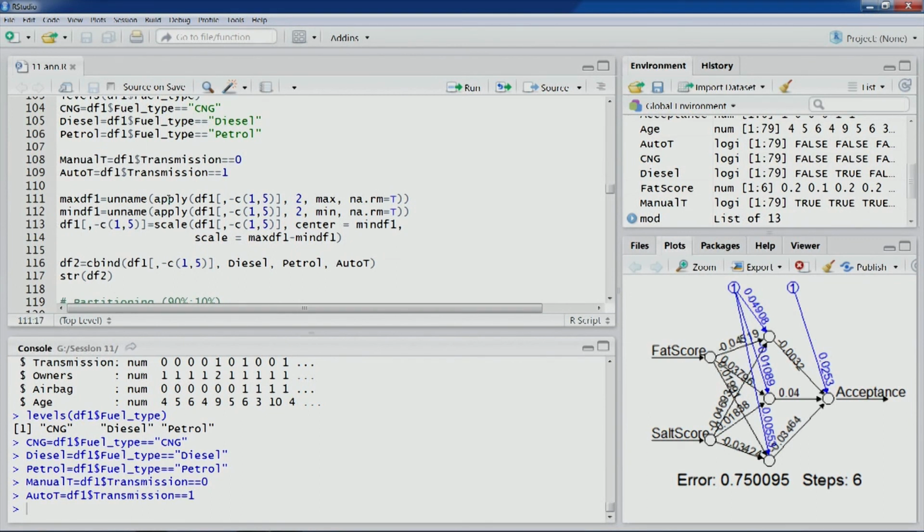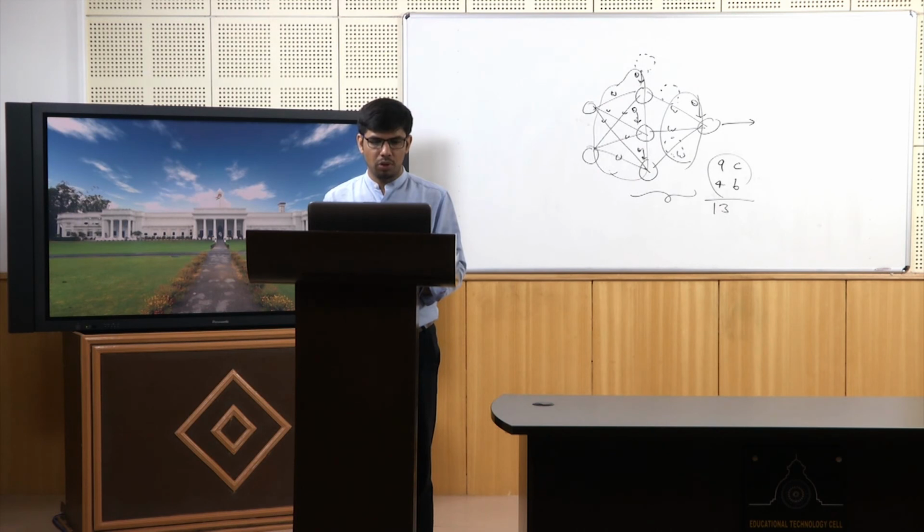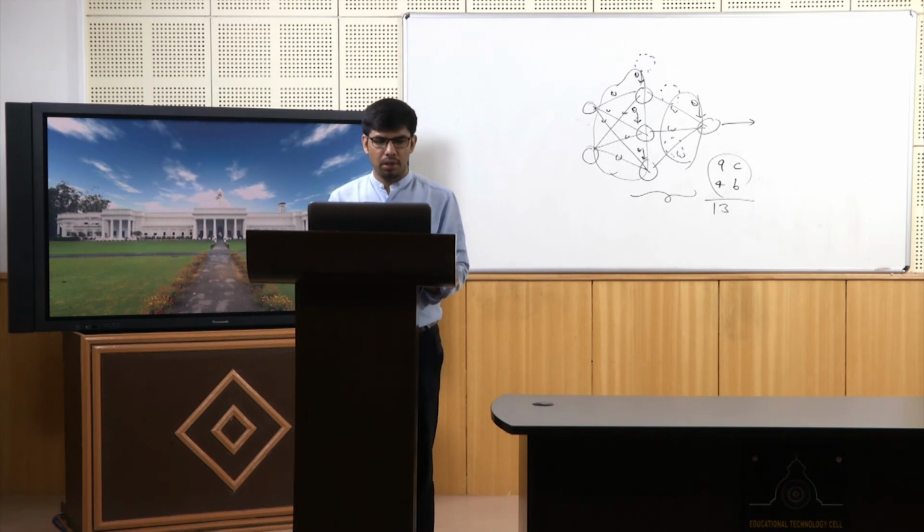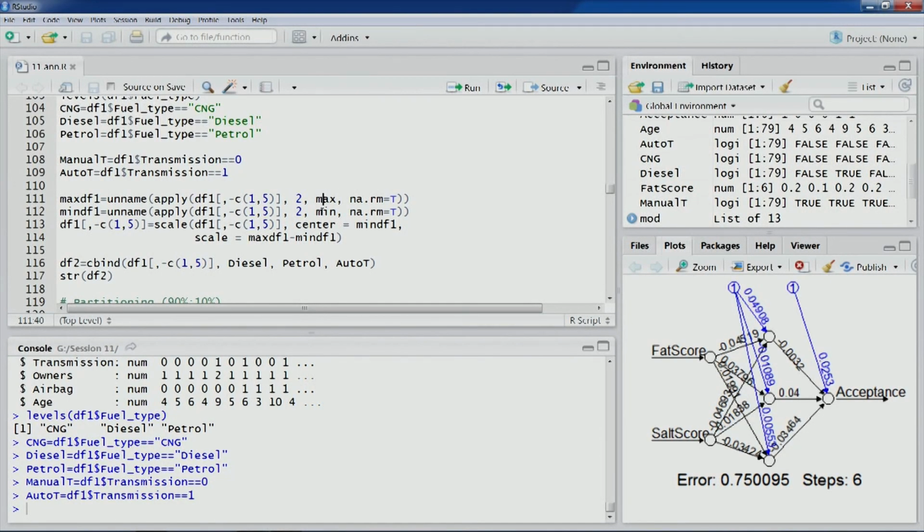So the next process, as we discussed in the previous lecture, is we need to convert our numeric variables and bring them into a 0-1 scale. So this is how we can do it. First, we compute the max values for all the numeric variables. You can see in the DF1 data frame, we have excluded columns number 1 and 5, which correspond to fuel type and transmission, so we are left with only numeric variables here. Then we compute the max value for all these variables, and in the next line we compute the min value for all these numeric variables.